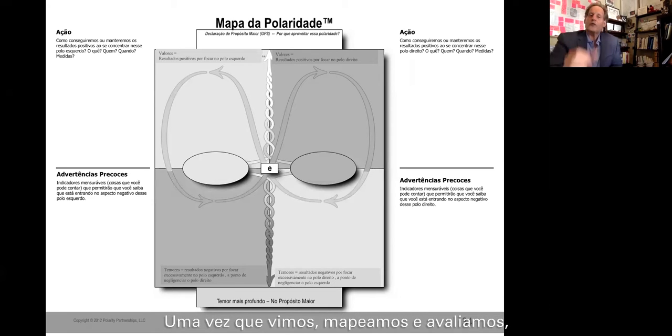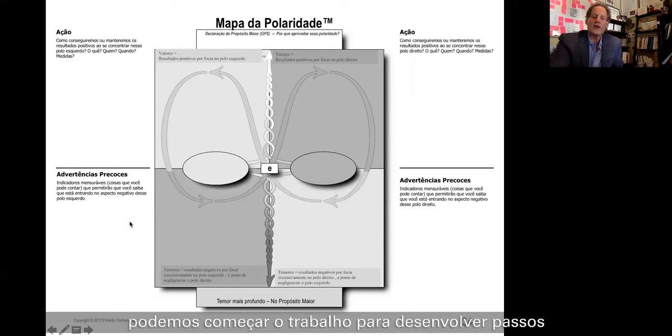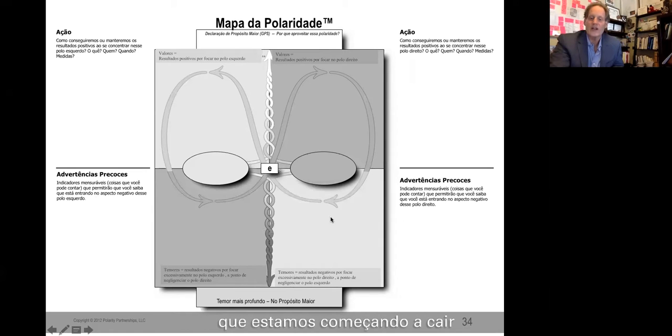Now, once we've gone through the seeing and mapping and assessing, we learn from that assessment, and then we can get into the work of developing action steps to get each pole and early warning signs to keep us out of the downsides. Early warning signs are early indicators that we're starting to dip down into these downsides before they happen.